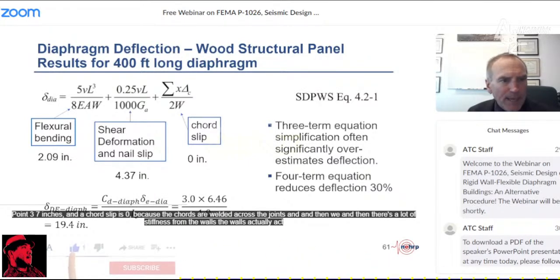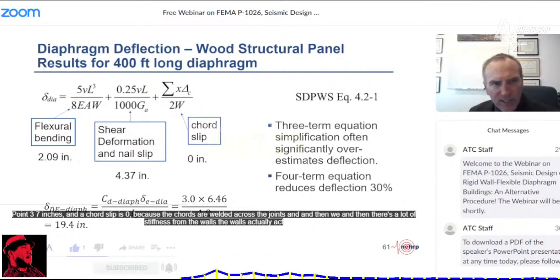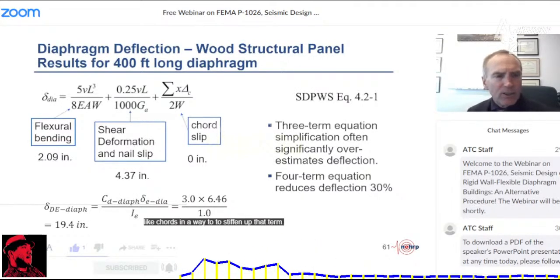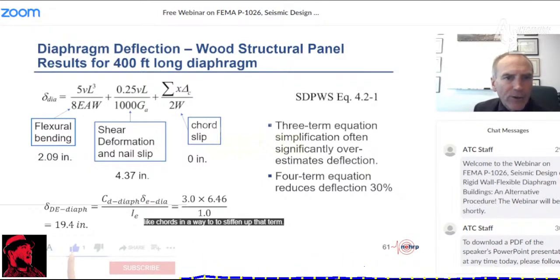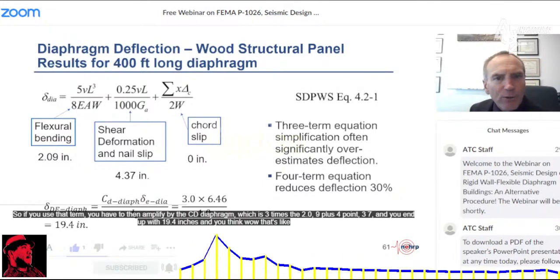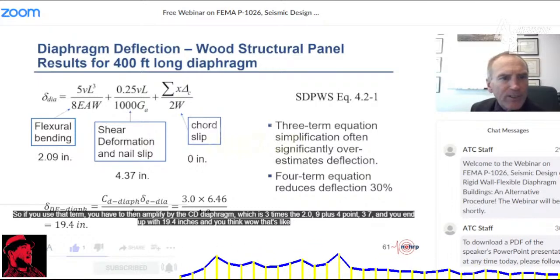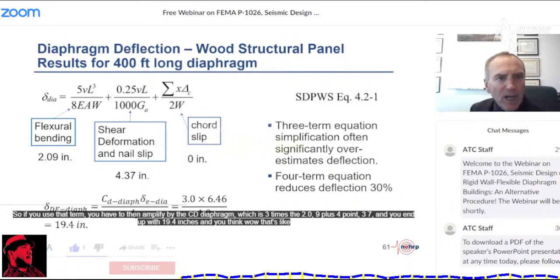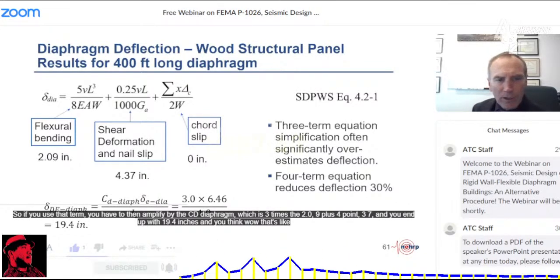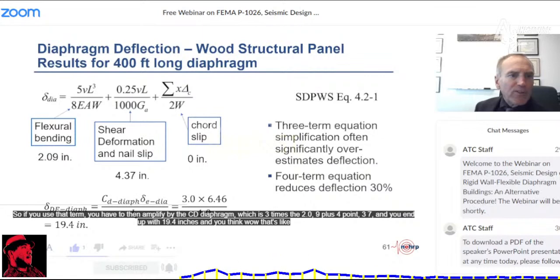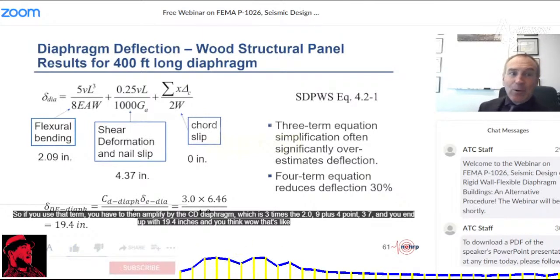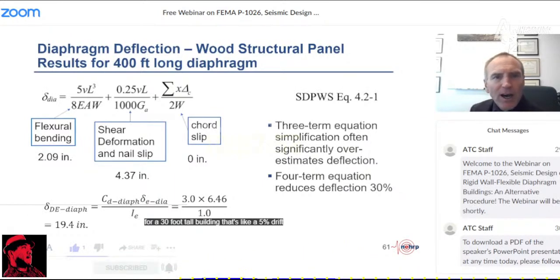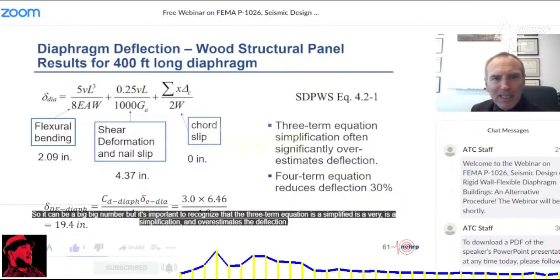And then there's a lot of stiffness from the walls. The walls actually act like chords in a way to stiffen up that term. So if you use that term, you have to then amplify by the CD of the diaphragm, which is 3, times the 2.09 plus 4.37, and you end up with 19.4 inches. And you think, wow, for a 30-foot tall building, that's like a 5% drift. So it can be a big, big number.